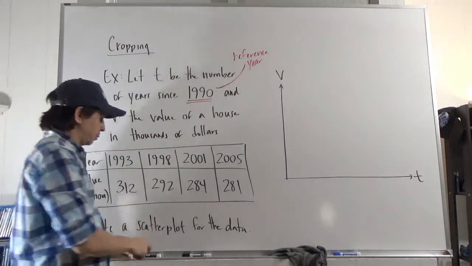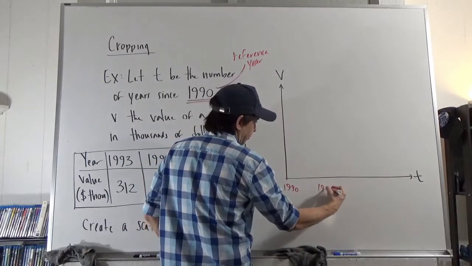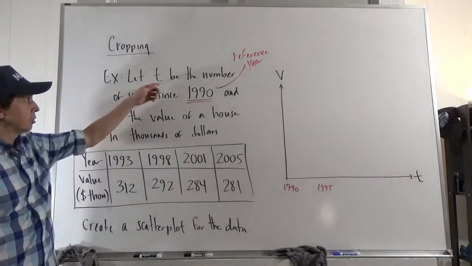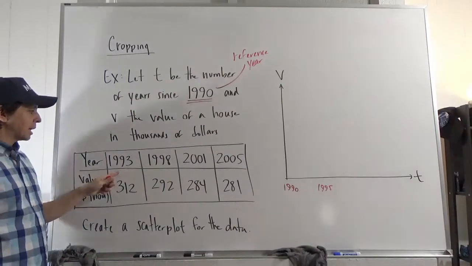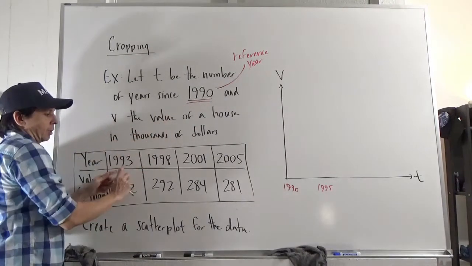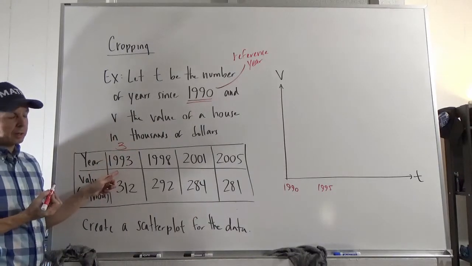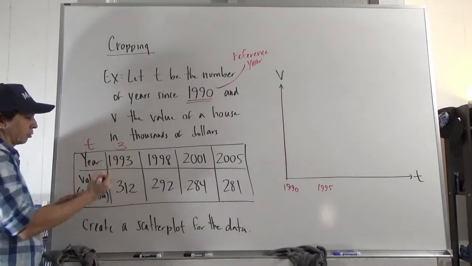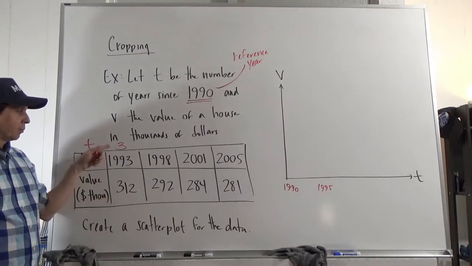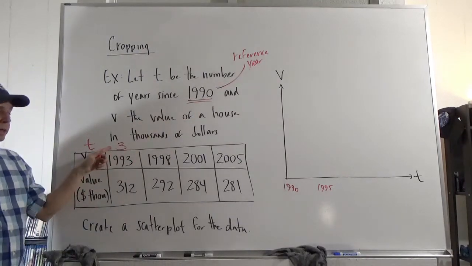And so we're not going to be putting years along here like 1990, 1995 or anything like that, because we want to see T values there. T is the number of years since 1990. So 1993. How many years has it been since 1990? 1993, 1990. It's been 3 years since 1990. And that's a T value. So for this particular year, with a value of 312, the number of years since 1990 is 3.